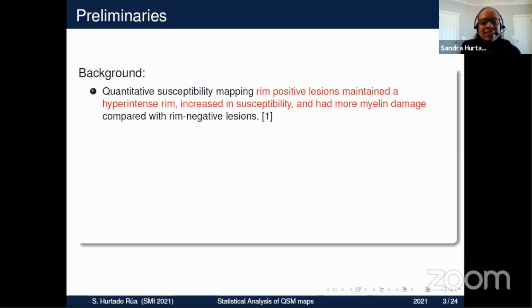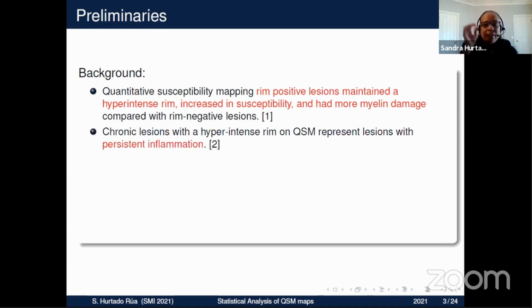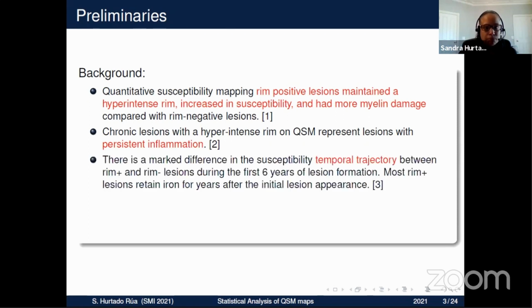So background. This is referring to more about what Susan talked on. So what we have done: we have shown that QSM and rim-positive lesions maintain a hyperintense rim. The susceptibility is higher, and there is also a relationship with lower myelin compared to those with a negative rim. We have also worked on the association between QSM and inflammation, and on the temporal trajectory, which is different for QSM lesions when you have a positive rim or a negative rim.